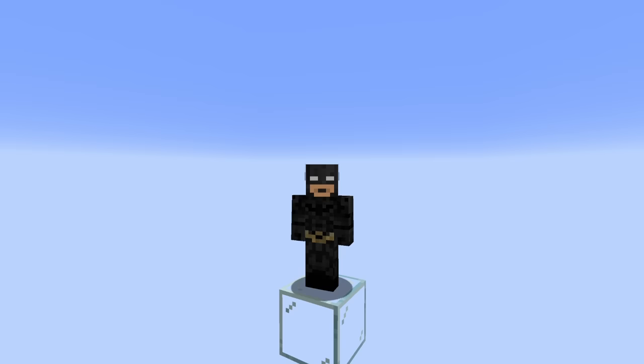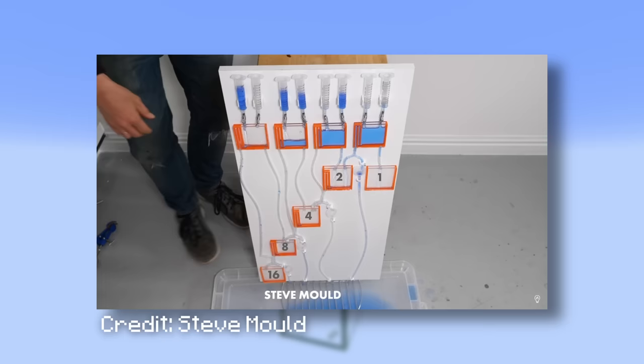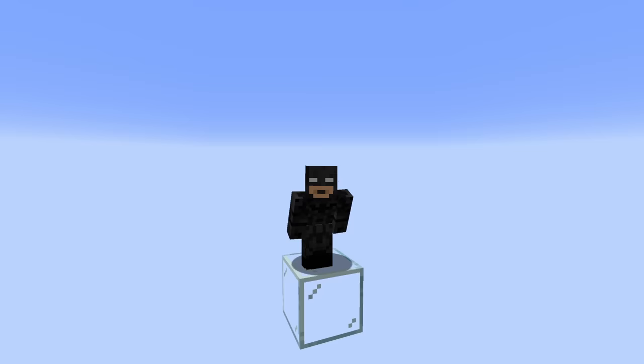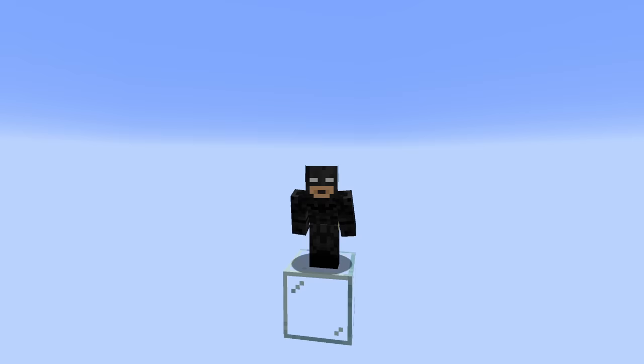So one day I was watching Steve Mould, and I came across a video of his where he made water-based logic gates and then used them to create a water-based binary adder. And I thought that was super cool, because I've never seen anyone implement logic without electronics, let alone doing something so primitive like water and gravity.